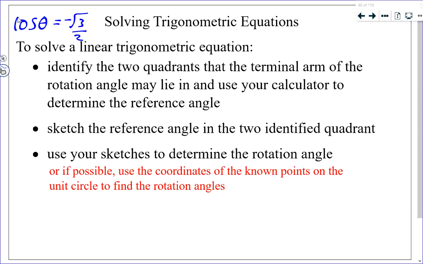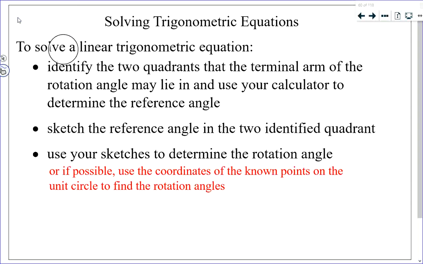By the way, you could still solve this equation at the top of the screen using your calculator and reference angles. But if you wanted answers in radians, you would put your calculator into degrees so you would recognize the reference angle. And the reference angle, by the way, would be 30 degrees.